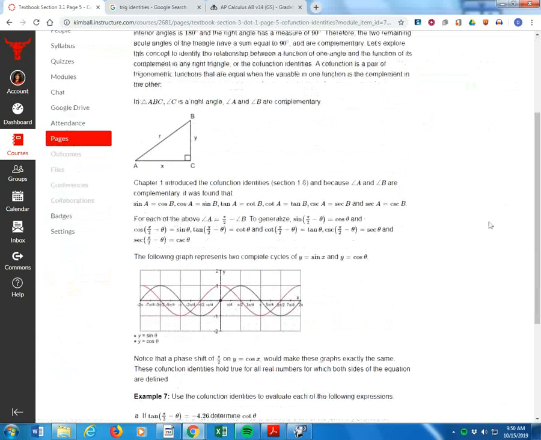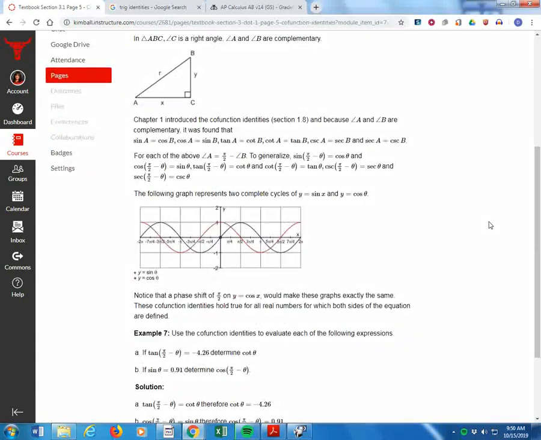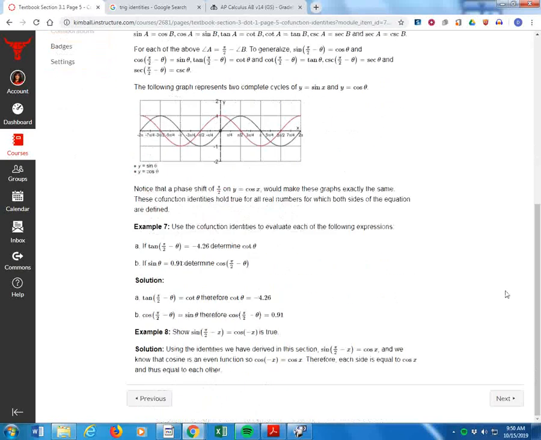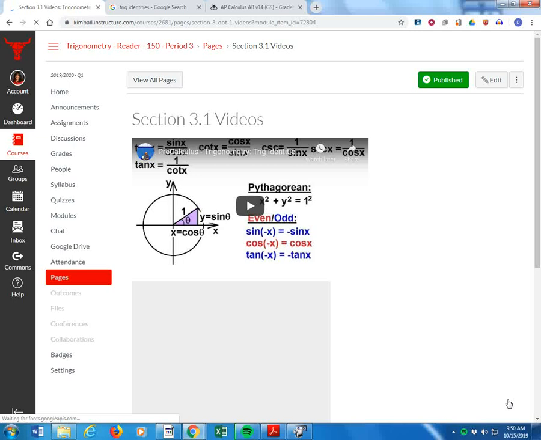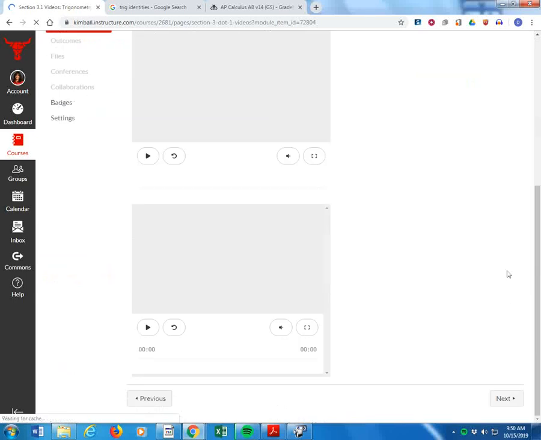We talked about that in chapter 1, what the cofunction identities were. It just shifts it pi over 2, or you think about the unit circle and you move it into the next quadrant and how those are related. So those are your cofunction identities. If you move it pi over 2, the sine becomes cosine and all that stuff. I put the videos at the end for 3.1.